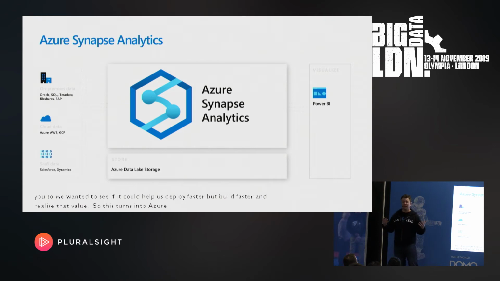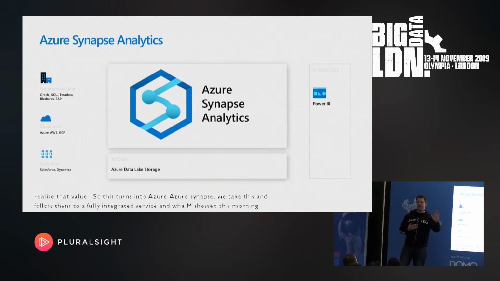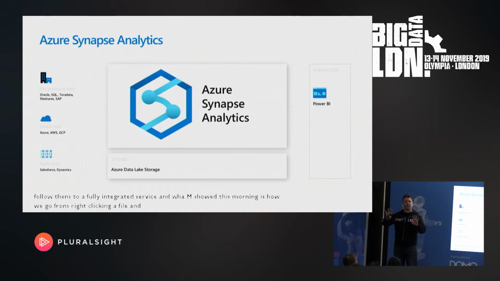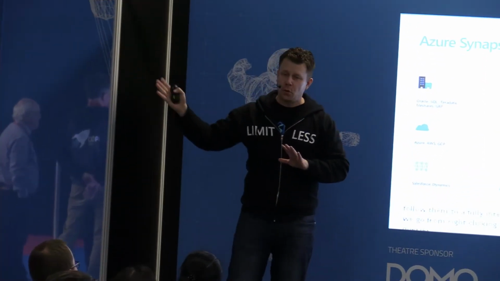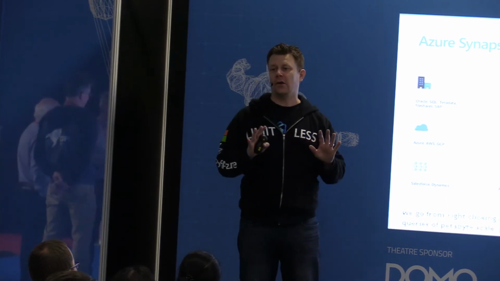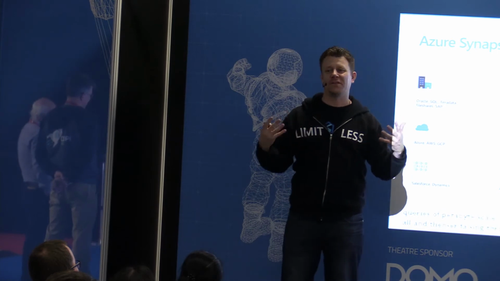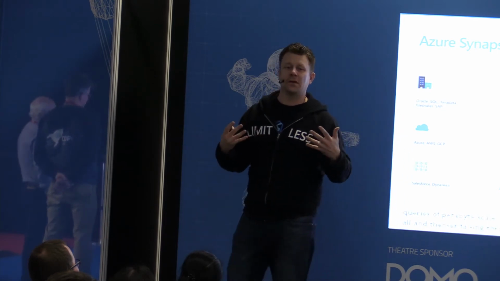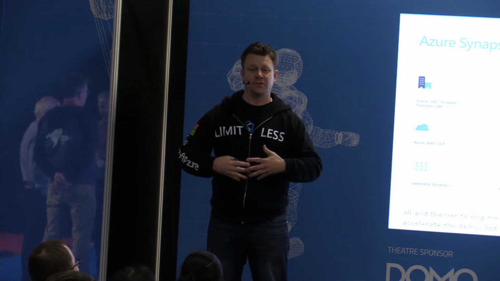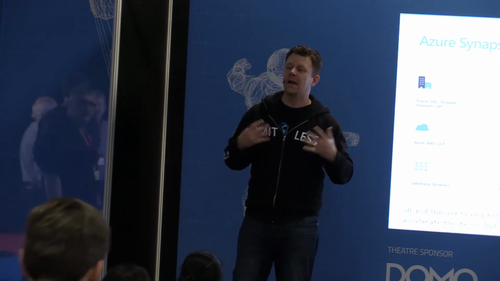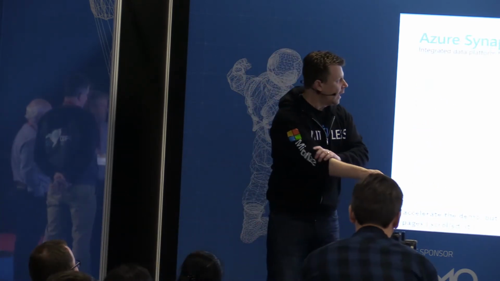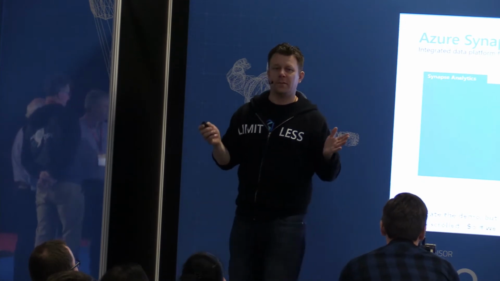We take these core capabilities and we fold them into a single, fully integrated service. And what we showed this morning in the keynote is how I could go all the way from right-clicking a file and sampling that data to running complex queries at petabyte scale, putting ML into that project without any coding at all, and then surfacing it through Power BI. Now I did pre-code some of it to accelerate the demo, but you certainly sort of would acknowledge that there wasn't just vast pages that I scrolled of code. It's very, very lightweight.